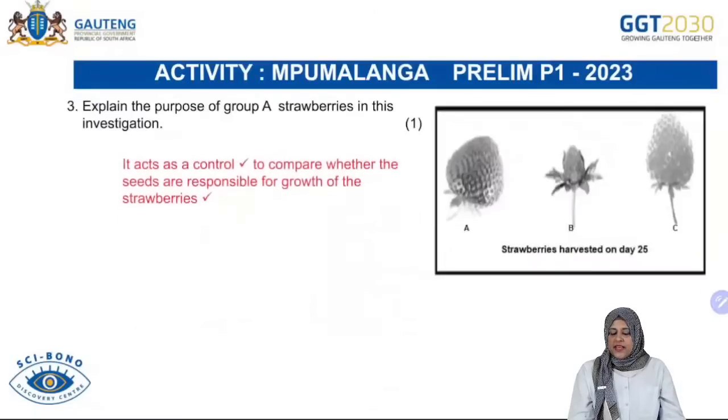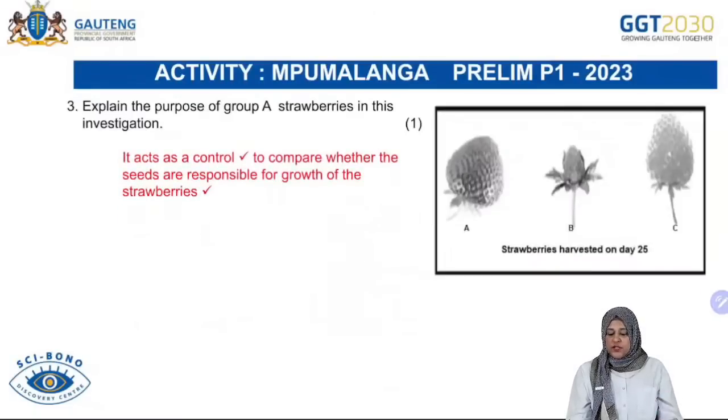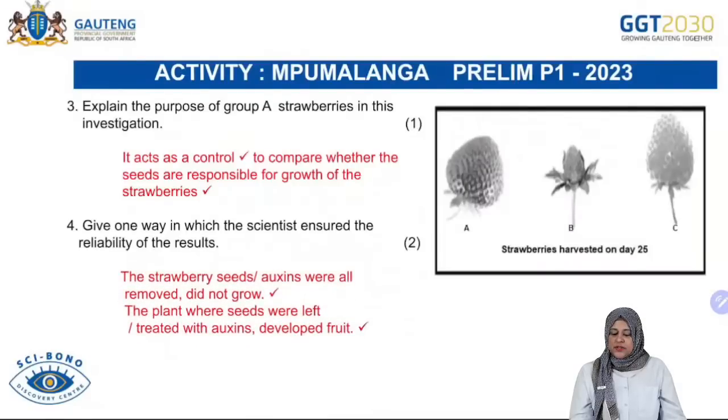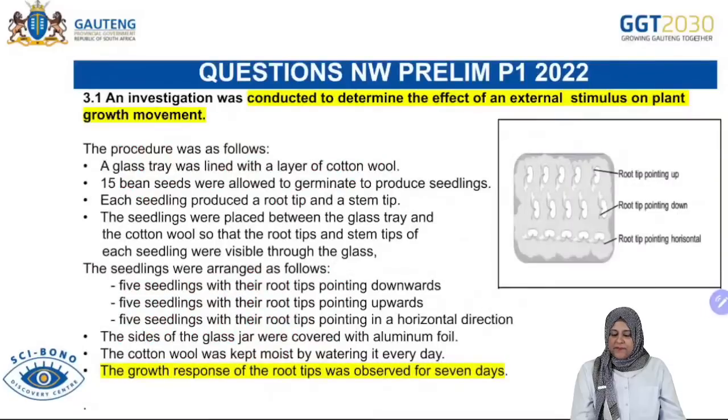Explain the purpose of A. Remember, A was the control because it grew naturally, and we need the control to compare. Give one way in which the scientists ensured reliability of the results. The seeds were removed and they did not grow. And here the plant seeds were left untreated and fruit developed there.